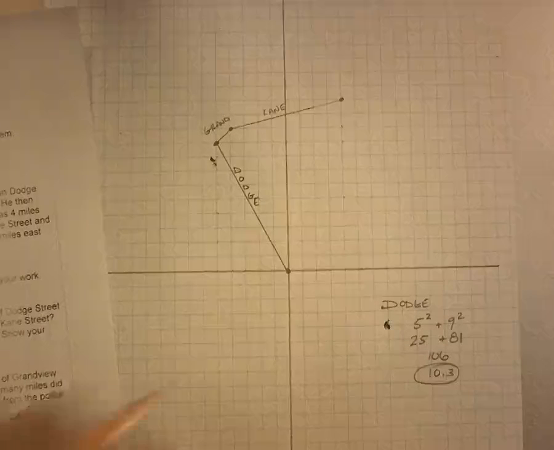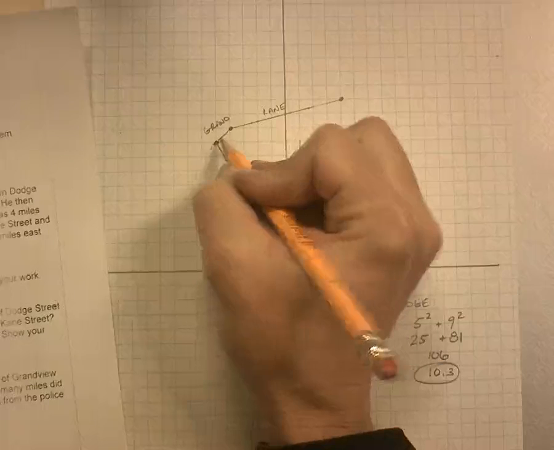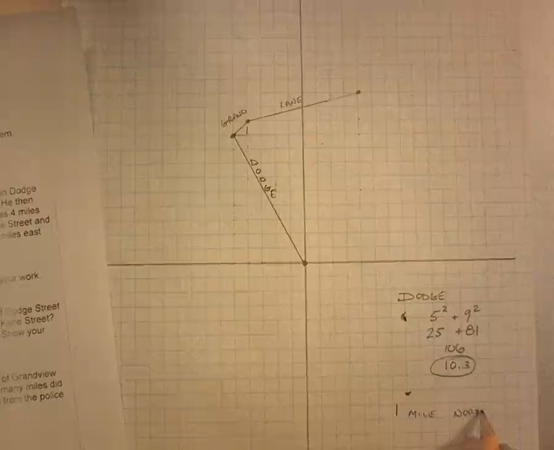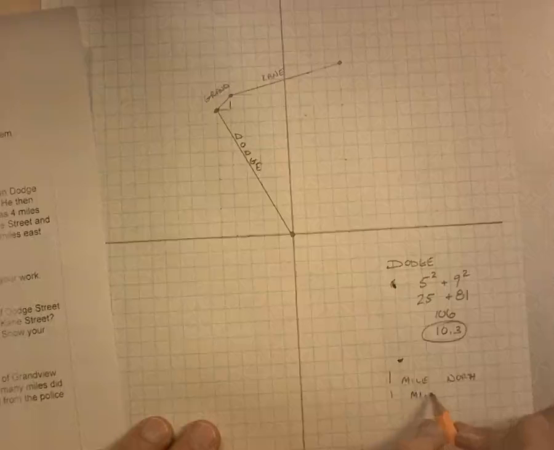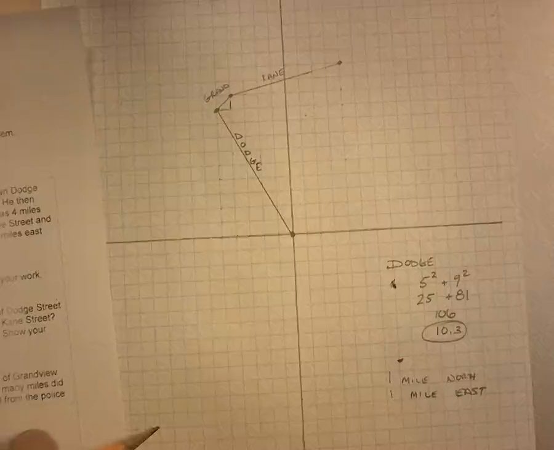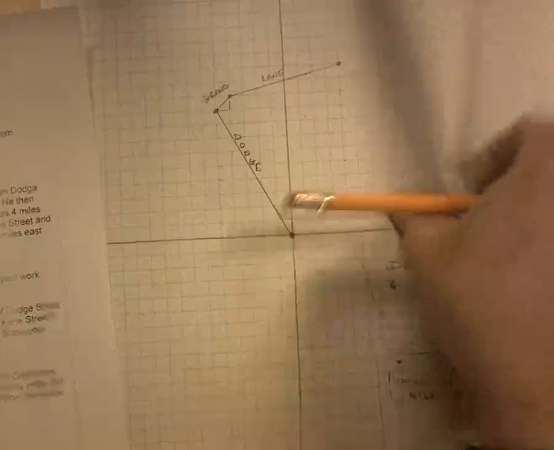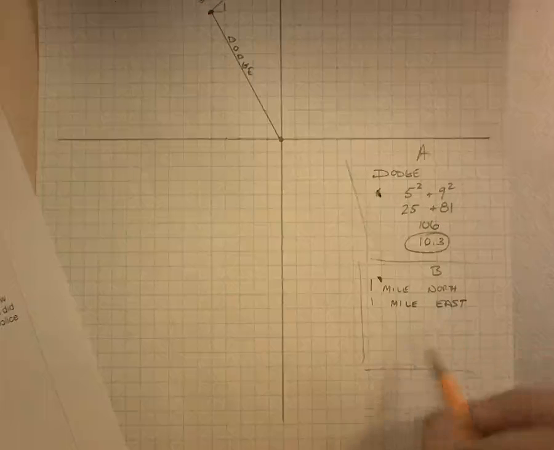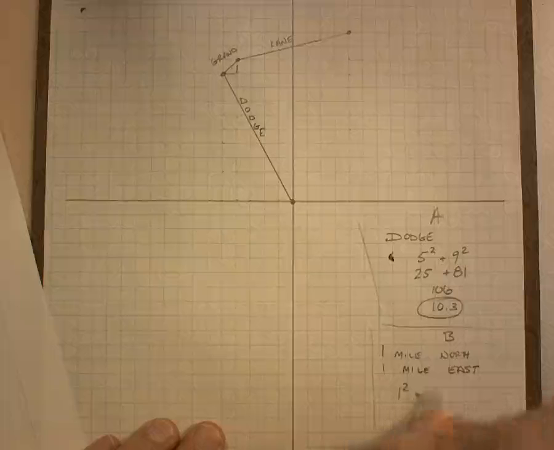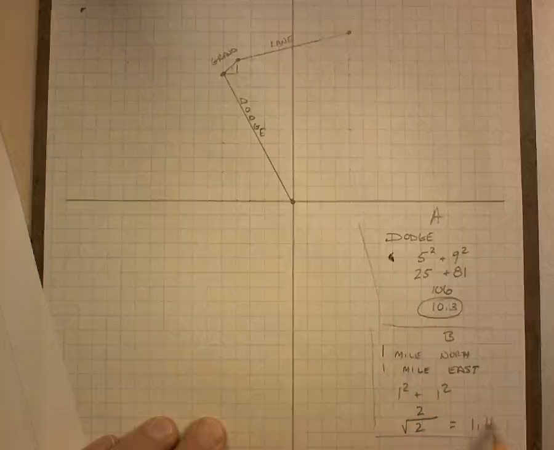Next question, how many miles east and how many miles north of the intersection of Dodge Street and Grand Avenue is the intersection of Grand Avenue and Kane? So it's asking how far north and east this point is from that point, and it's a 1 and a 1, isn't it? So my second question is 1 mile north, 1 mile east. How many miles did the police officer travel on Grand Avenue? This was part A, now I'm on part B. How far did he travel? It's going to be 1 squared plus 1 squared, so that's 2. So the square root of 2, which is 1.4.